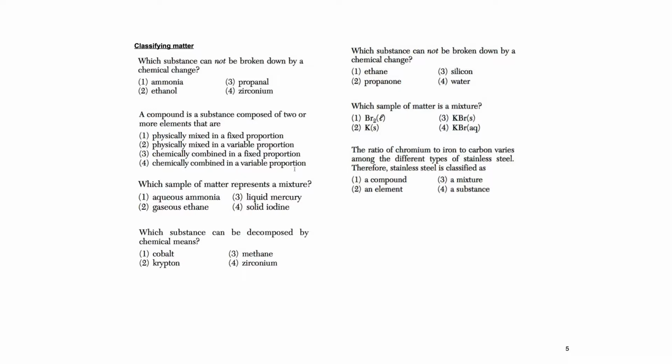Now, which sample of matter is a mixture? You're looking for 2 things together. Again, with the aqueous, the little aq at the end of the KBr means that it's aqueous. It means it's KBr in water, so that's a mixture. And then the ratio of chromium to iron to carbon varies among the different types. If it's variable, we don't have a compound anymore. This time we have a mixture.